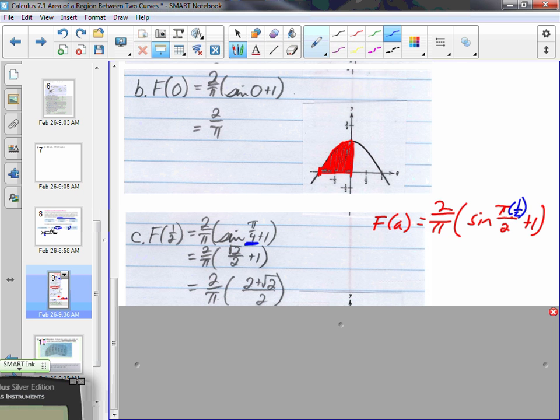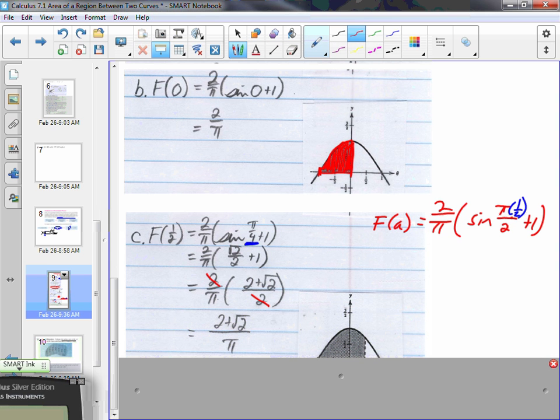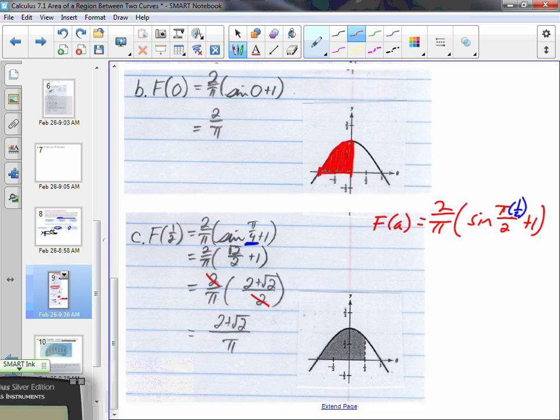And it's worth the trouble doing, because what can I do next? You got to be careful which 2's, right? That 2 is a factor, and so is that one. So I can divide out those common factors to get 2 plus the square root of 2 over pi as my answer. And then graphically, you started at -1. You went over to 1/2. So we just found the area of that shaded portion.